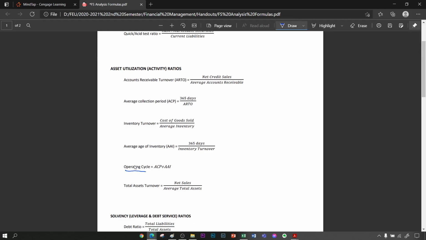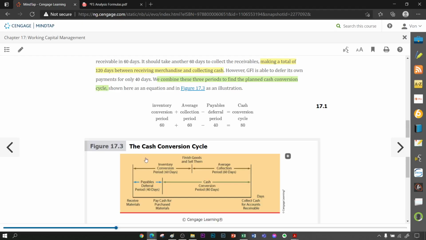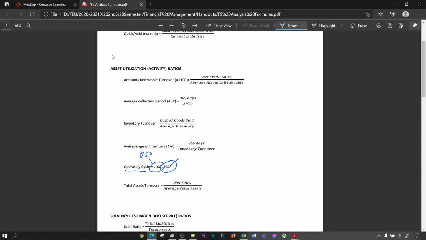Operating cycle is equal to ACP plus AAI. Okay. Ano ba yung ACP? Average collection period or DSO. Ano ba yung AAI? Average age of inventory. Okay. So dito sa chapter 17, ang tawag niya dito sa AAI ay inventory conversion period. Okay. ICP. So same lang yan, no? And yung formula sa taas, ito, saan na yun? ACP, ayan pala. Tapos, AEI, ito, magagamit mo siya. Okay, mamaya.